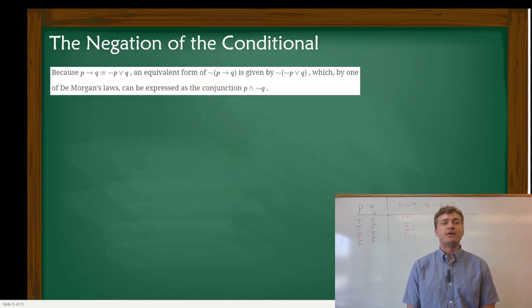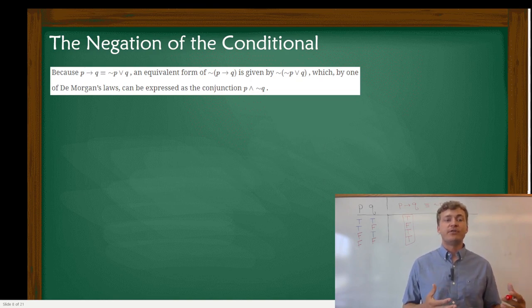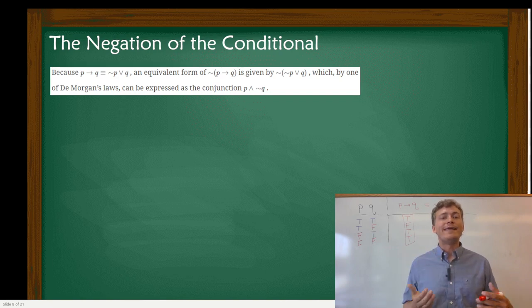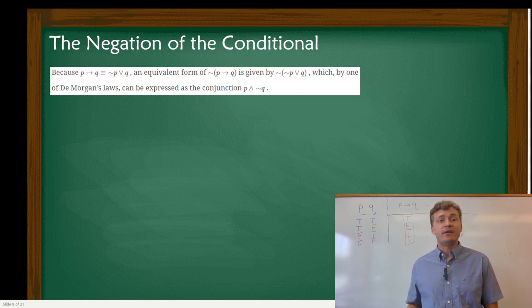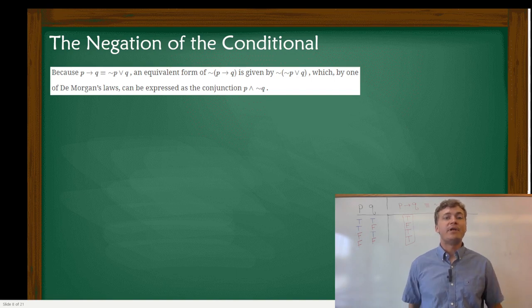Now consider here the negation of the conditional. We now have an equivalent form of our conditional, that P implies Q is equivalent to not P or Q, as we just saw. So what would happen if we negated the conditional form? Well, it's exactly the same thing as negating the disjunction. In other words, what would happen if you negated not P or Q?